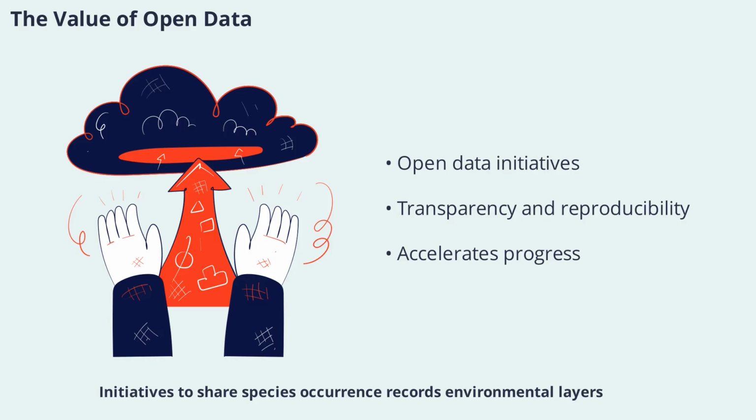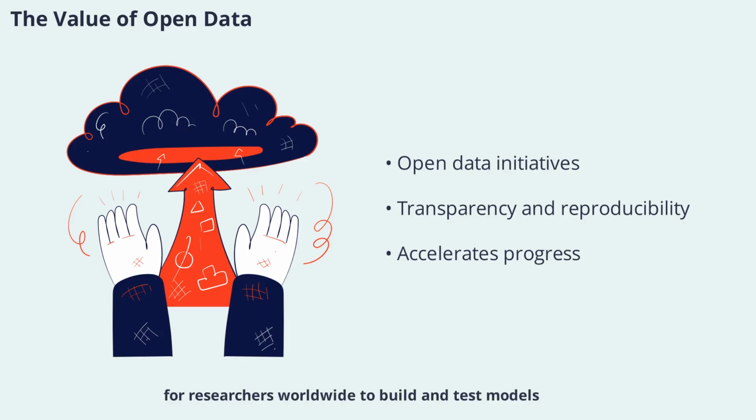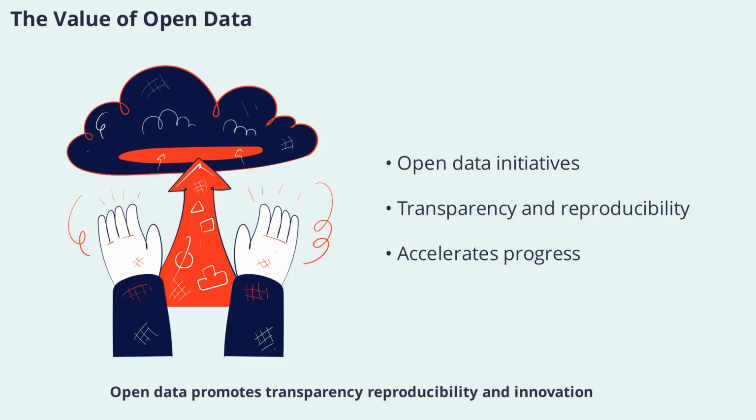Access to high-quality, open data is essential for effective SDMs. Initiatives to share species occurrence records, environmental layers, and modeling tools are making it easier for researchers worldwide to build and test models. Open data promotes transparency, reproducibility, and innovation, helping to accelerate progress in biodiversity science and conservation.